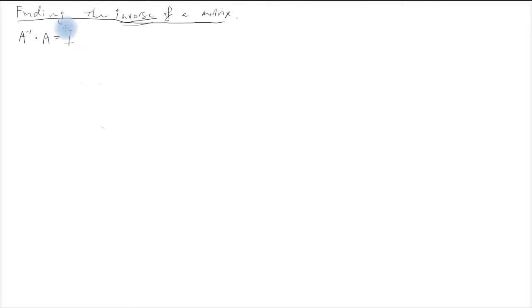Now this only works when everything is a square matrix, because you remember that identity matrices must be square. So here our matrix A must be square. So I need to say where matrix A is a square matrix. Okay, so that is important, that matrix A is a square matrix.